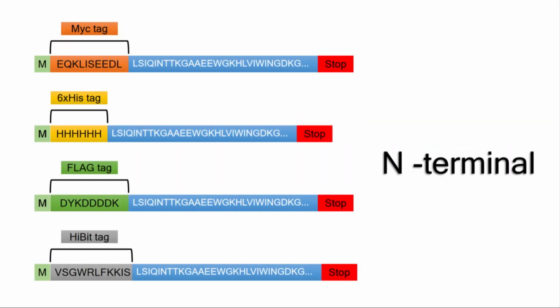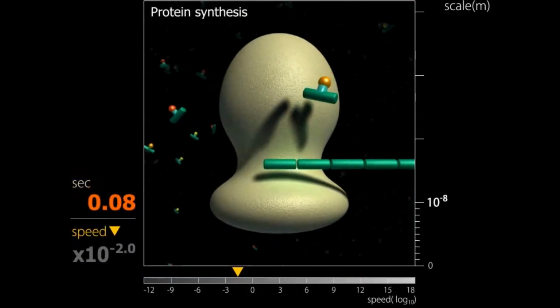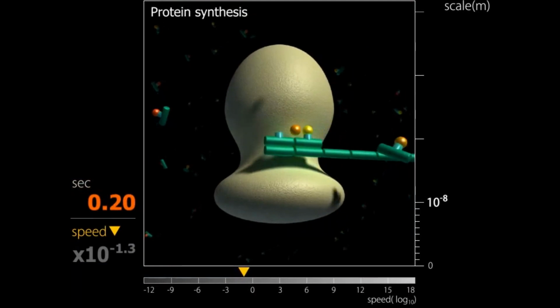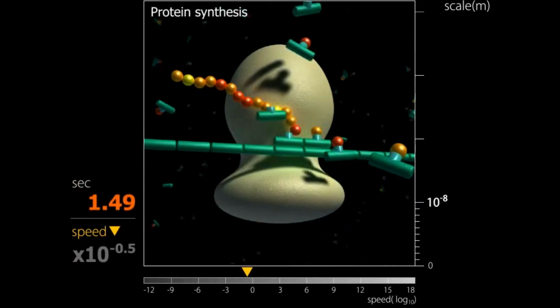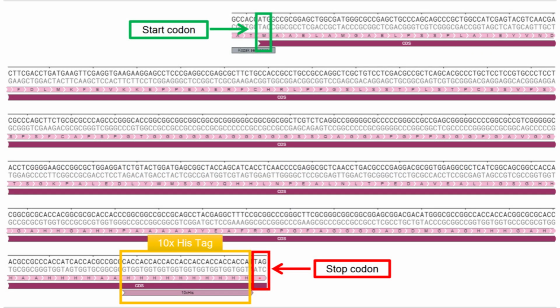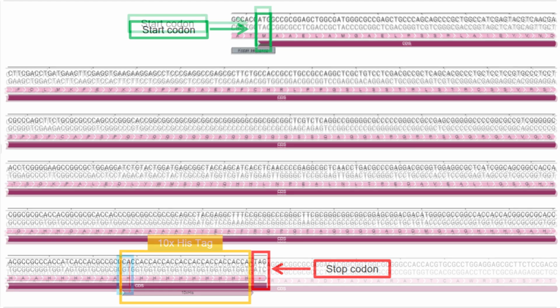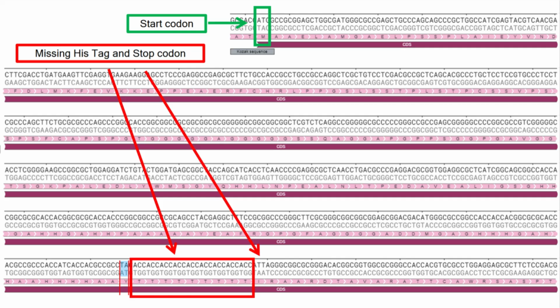Your tag must be fused in frame with the coding sequence. The ribosome reads mRNA in triplets, starting at AUG and continuing until the stop codon. So the entire tag plus protein need to form one continuous open reading frame. If the number of nucleotides added between the start codon and the first codon of your tag isn't a multiple of 3, you create a frameshift, resulting in either a meaningless peptide or premature termination. Always verify the reading frame before starting the cloning.